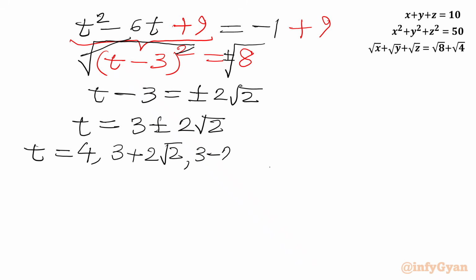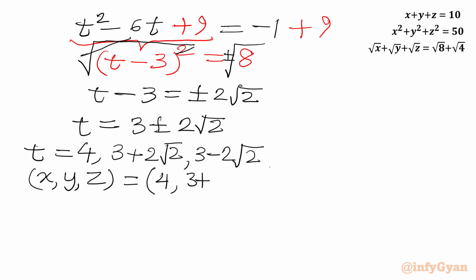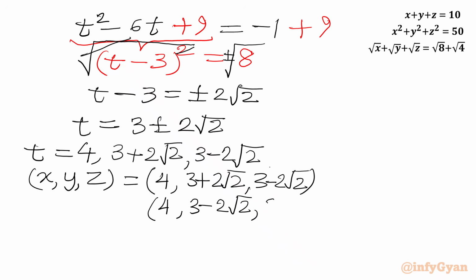And t is x comma y comma z. So we can write here x comma y comma z equal to. If I write in ordered triplet form, we can write 4 comma 3 plus 2 root 2 comma 3 minus 2 root 2. The second combination we can generate from these three roots or solutions. We will write 4 here and we will write 3 minus 2 root 2 comma 3 plus 2 root 2.